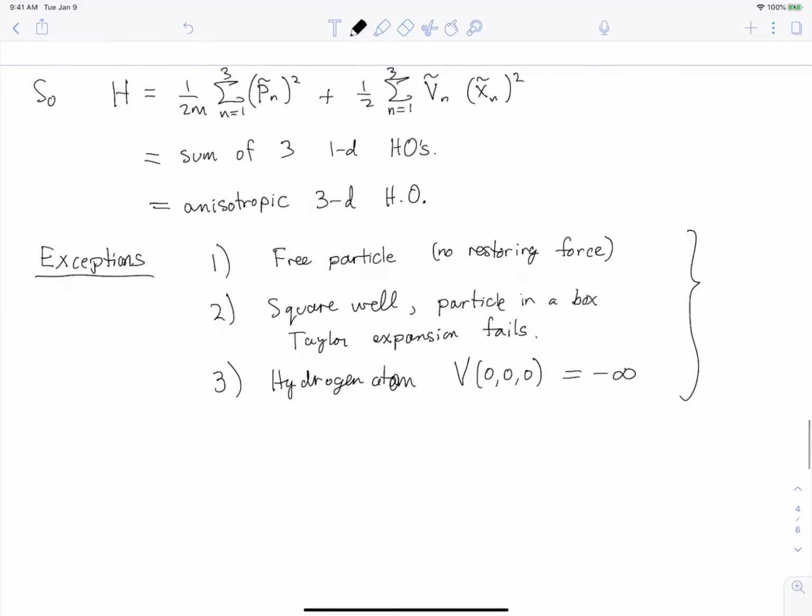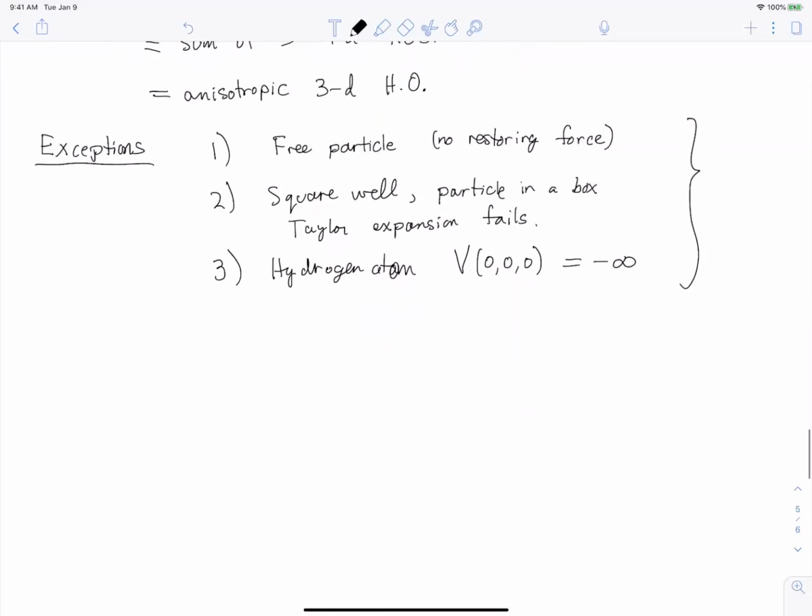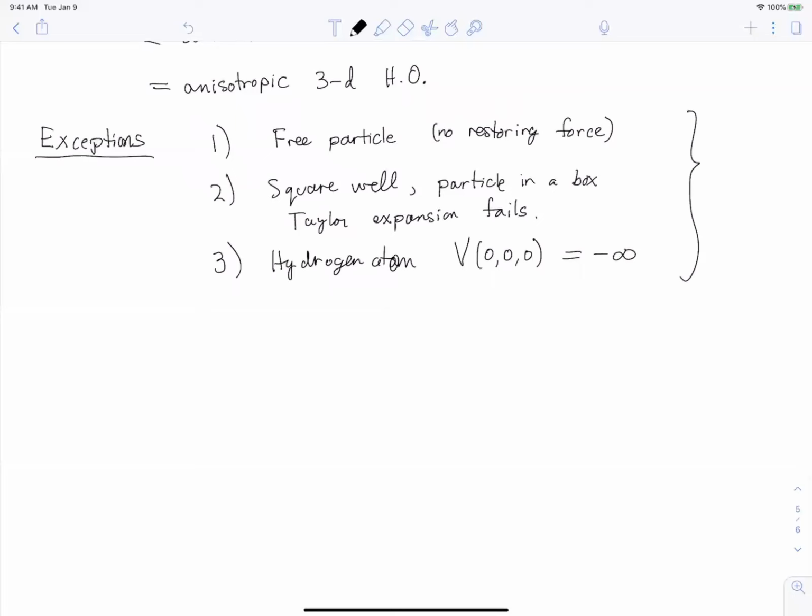Questions on that? Okay, so let's do one more thing, and then we will take up the harmonic oscillator after the midterm. So let me just make the claim that all stationary states of a harmonic oscillator have positive energy.